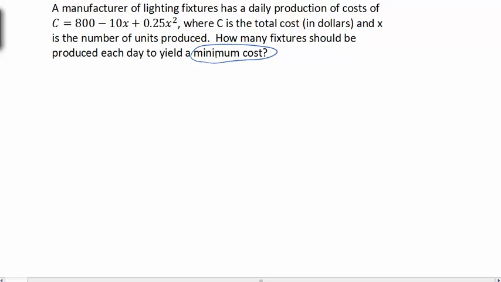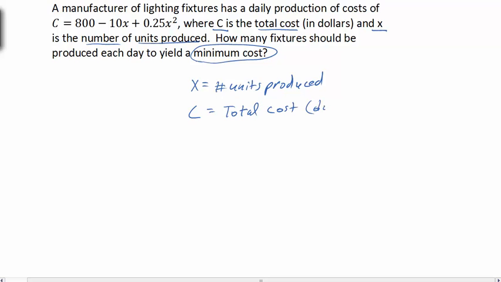Now let's go back and identify what we know in the problem and what the variables are representing. Up here it says X is the number of units produced. So I'm going to write that down here. X is equal to the number of units that are being produced. Now, C is the total cost. So C is the total cost. And we want to make note this is actually given in dollars.